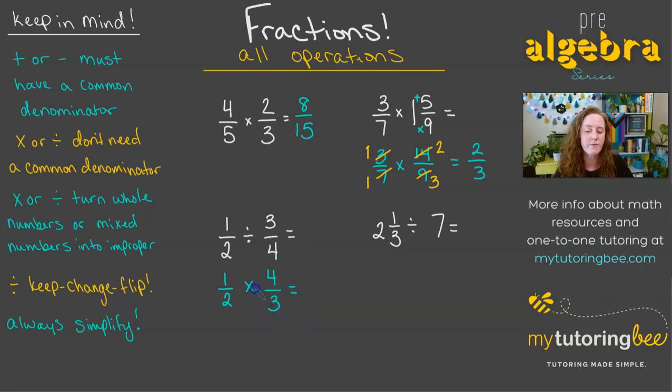So now that we've changed this into a multiplication problem, we can do some cross canceling for this one. So 2 can go into both of these, 2 can go into this once, 2 can go into 4 twice, and now we can multiply across.